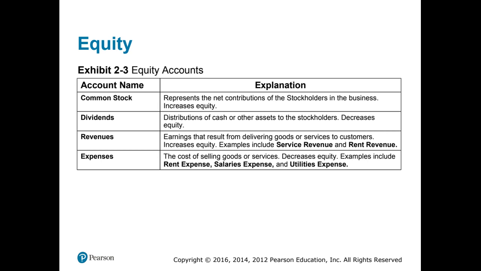Dividends decrease our equity. Revenue increases, and expenses decrease. Just to put that up there so that you have that. So for expenses, these are the cost of selling goods or services. They decrease equity. Examples of expenses include rent expense, salaries expense, and utilities expense.